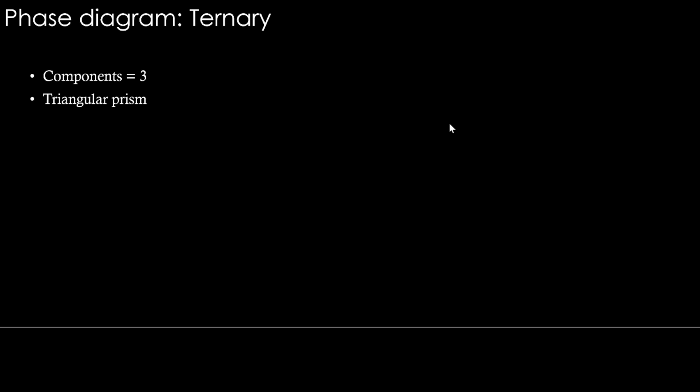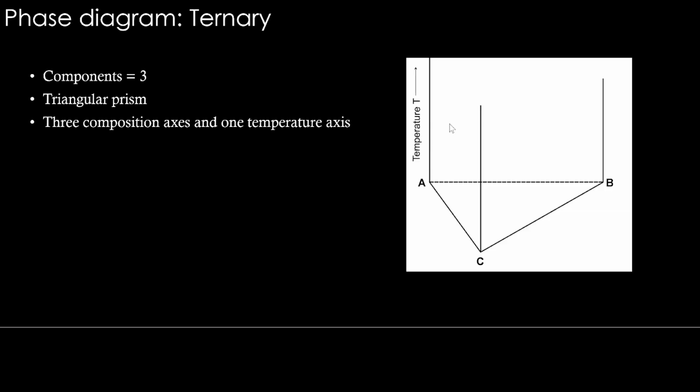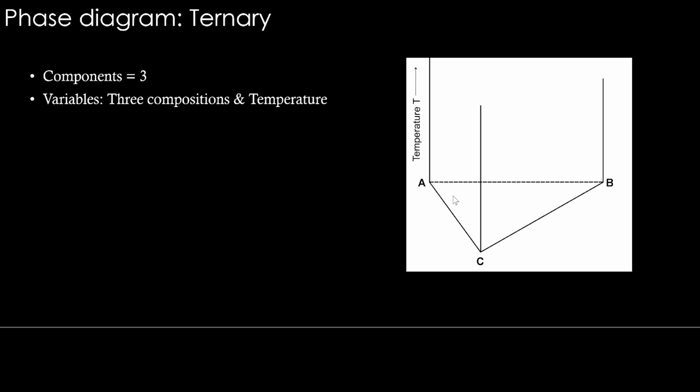Now let's think about the triangular prism itself, meaning the temperature has one axis, three compositions just like the Gibbs triangle plus one temperature axis. So it's going to look like this. ABC, the triangle is here and the temperature is here. Of course, you cannot see it as an equilateral triangle because this is a three-dimensional object projected into two dimensions. This is how a triangular prism will look. So three compositions and temperature are the variables.